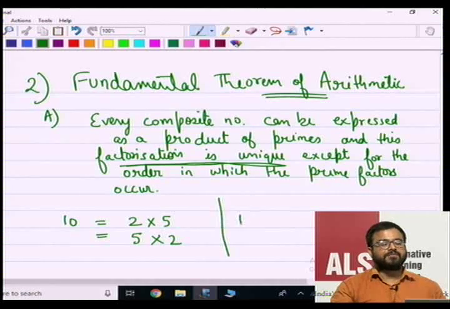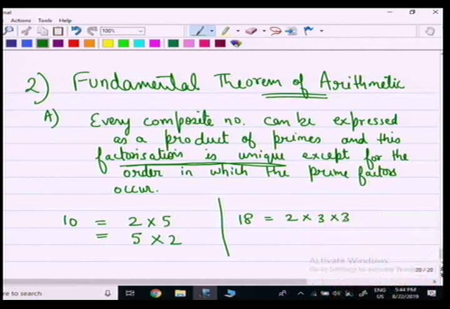Similarly, if we have 18, we can write 18 as 2 into 3 into 3. No other number can be represented as 2 into 3 into 3 other than 18. Order does not matter. You can also write this as 3 into 2 into 3 or 3 into 3 into 2. All of them represent the same number. So this is known as the fundamental theorem of arithmetic. All of you are getting it?